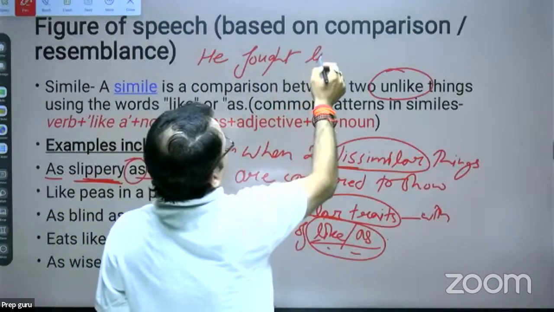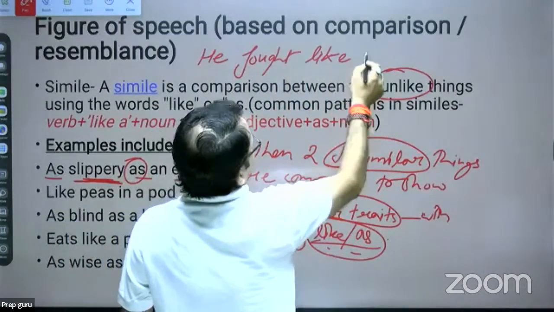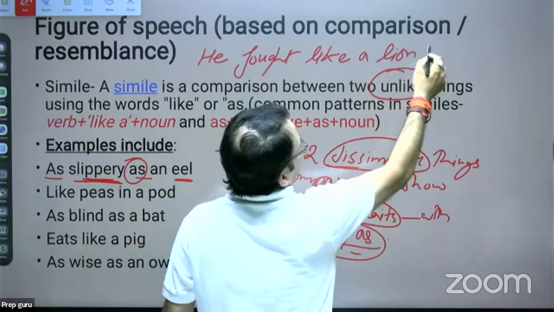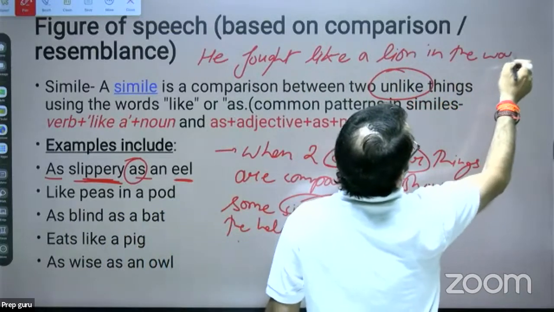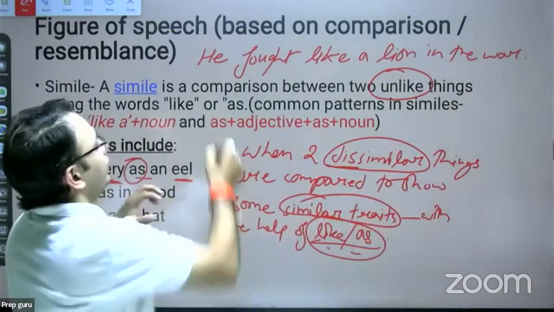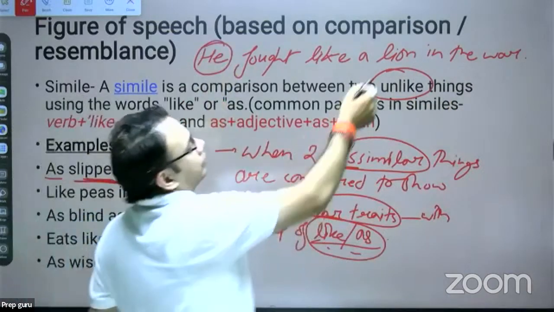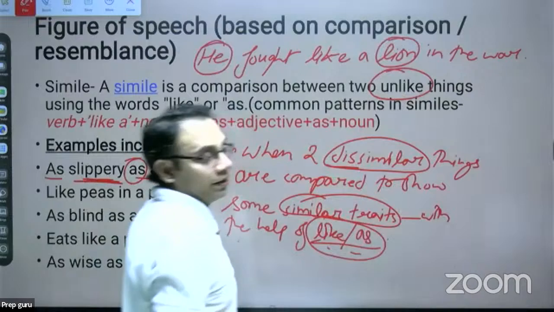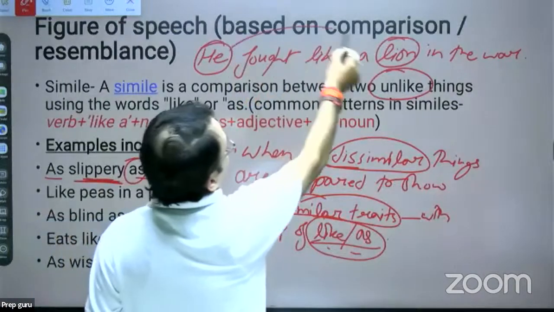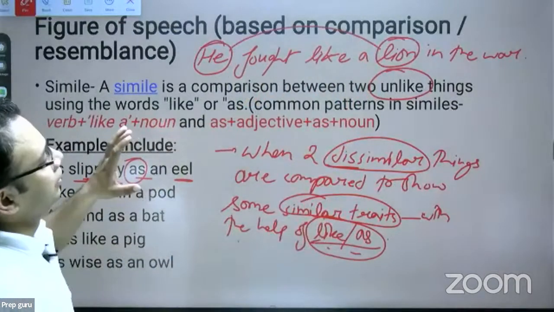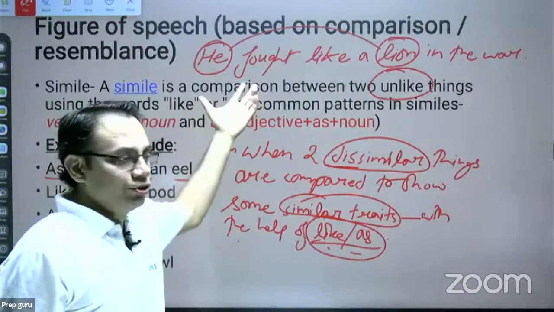Suppose if I say the sentence like this: he fought like a lion in the war. He fought like a lion in the war. तो मैंने he का जो कि human being है comparison किया lion which is animal, right? So these are what? These are dissimilar.